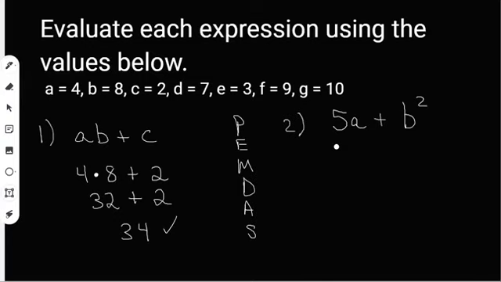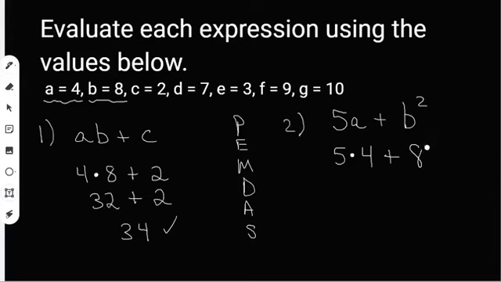So the first thing I do is I replace all my letters with numbers. I know that I can replace a with 4, so I get 5 times 4. I know that a is 4 because of this, right? Plus, I bring down my plus sign, and I know that b is going to be 8.